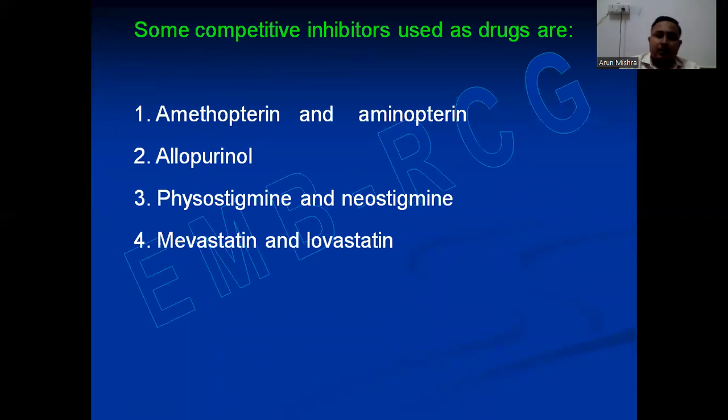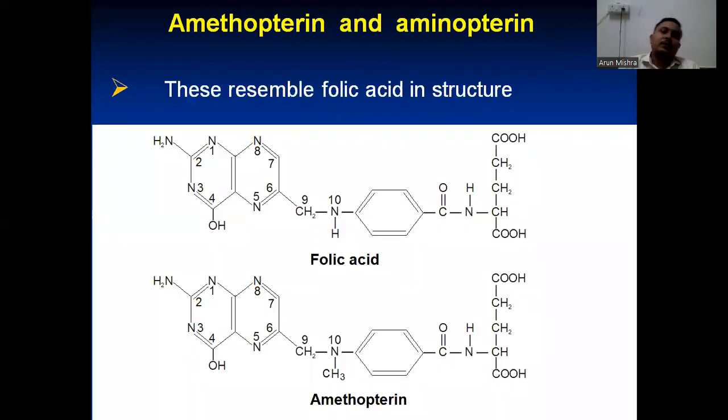There are certain competitive inhibitors which are used as drugs. As we know, there are disorders where enzyme activity is increased. So to inhibit the enzyme activity and to cure the disorder or to get relief from the disorder, there are certain drugs which resemble the enzyme substrate, and they basically block the enzyme and lead the reaction to get stopped. So these are allopurinol, physostigmine, mevastatin, lovastatin, and aminopterin. We will go one by one.